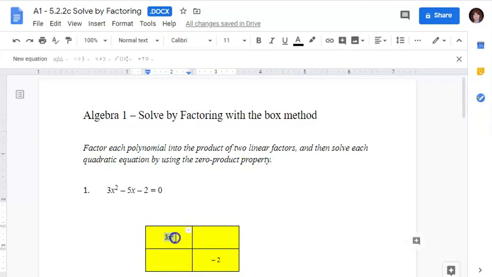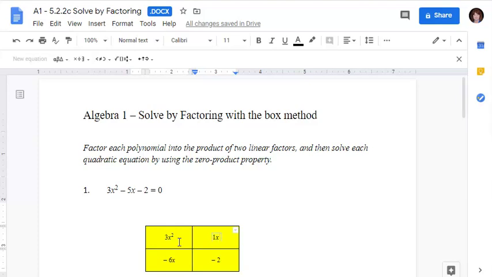Now, why does the product need to be negative 6x squared? Notice this term is 3x squared, and the term down here is negative 2. Well, if you multiply 3x squared times negative 2, you get the product, negative 6x squared. So that means the other 2 corners of the box must also have the product, negative 6x squared. So to do that, we're going to multiply negative 6x and positive 1x. Now, negative 6x and positive 1x do add up to negative 5x.